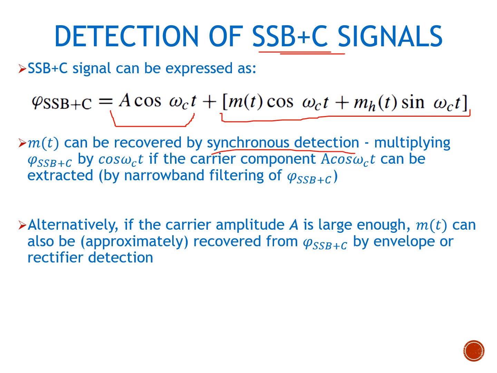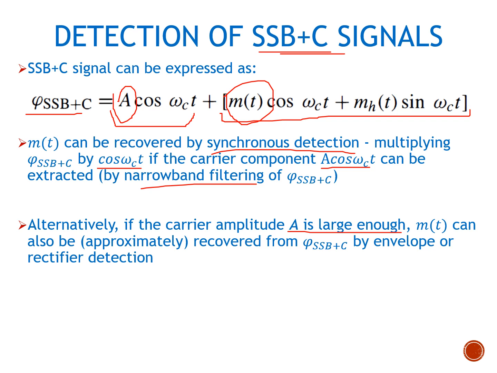First of all, we multiply this signal by another carrier, a local oscillator, and if we remove the carrier component, this one, by using narrow band filtering, then we can get our signal back, the signal MT. Alternatively, if the carrier amplitude A is large enough, MT can also be approximately recovered from the envelope or rectifier detection techniques that we have discussed in other videos.